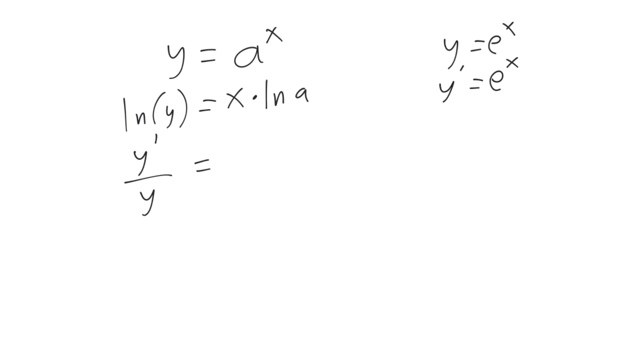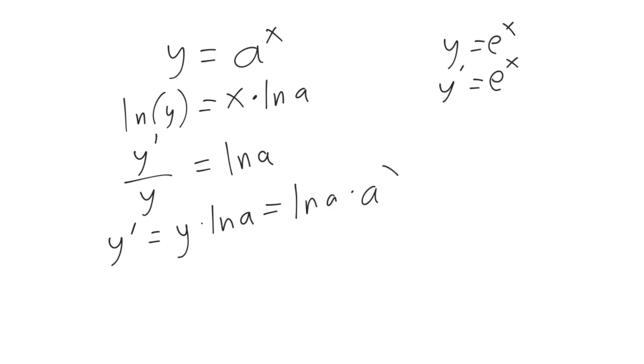And then on the other side, notice that x is the variable, and the natural log of a, well, that's just a constant. So this is ln of a. So if y equals a to the x, y prime needs to be y times the ln of a. But y is a to the x. So this is just ln of a times a to the x.